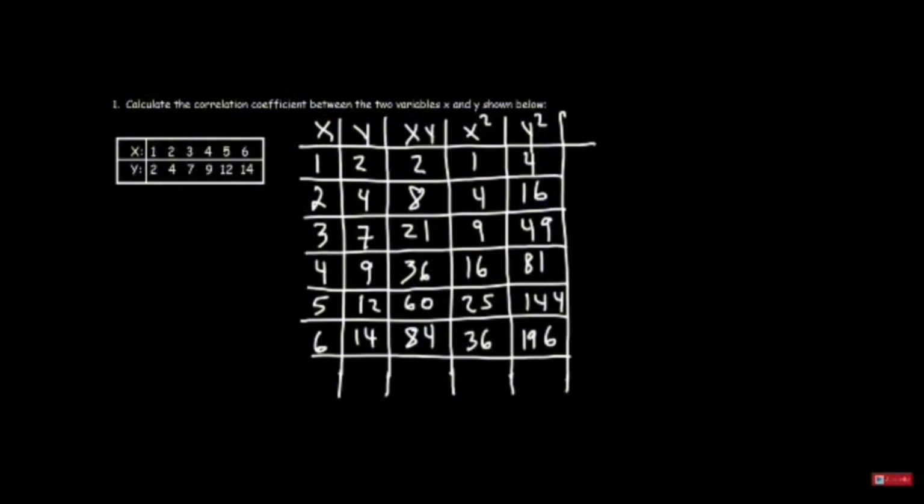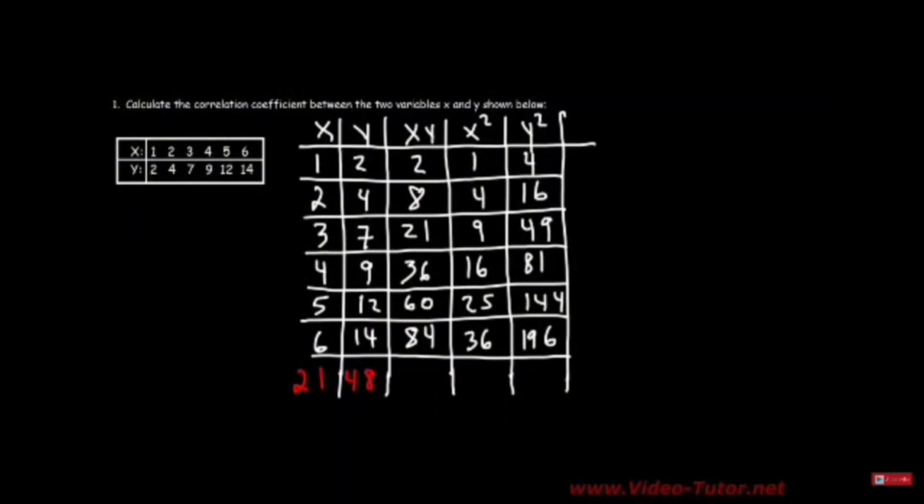Now our next step is to sum up each column. So if we take the sum of the x values, it's going to be 1 plus 2 plus 3 plus 4 plus 5 plus 6. That's going to be 21. Let me put this in a different color. Now let's take the sum of the y values. 2 plus 4 plus 7 plus 9 plus 12 plus 14. So that gives us a sum of 48.